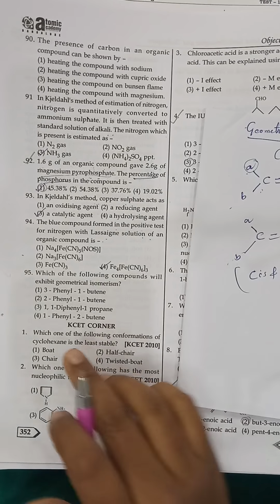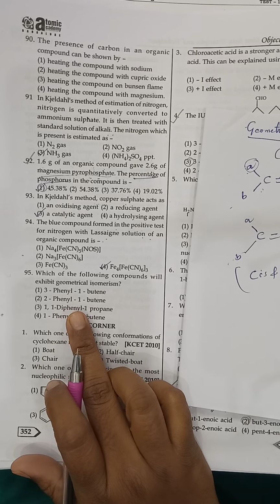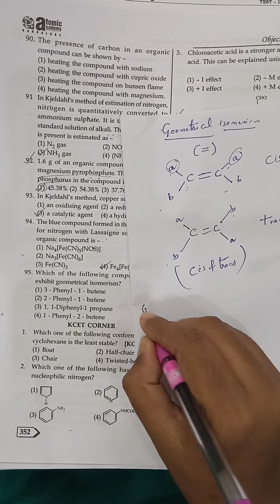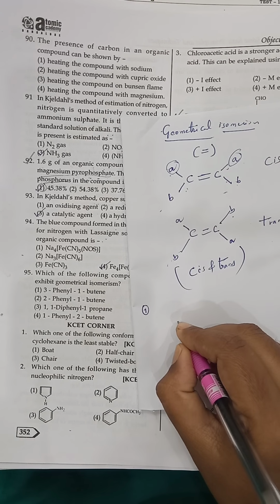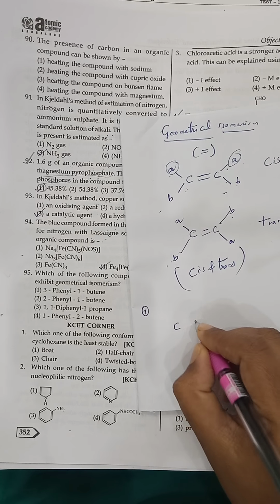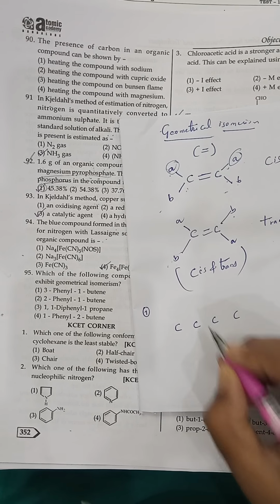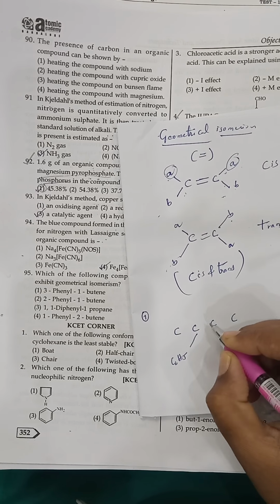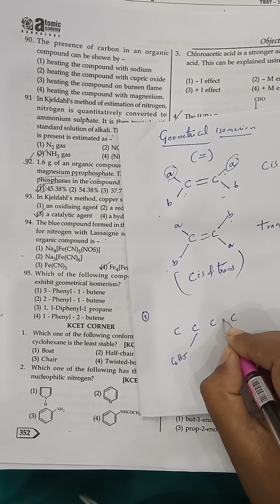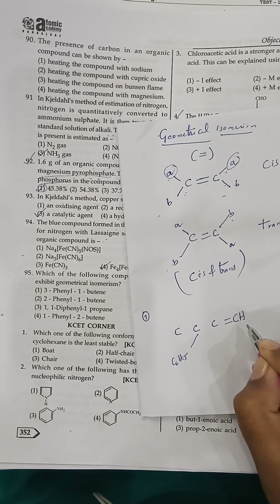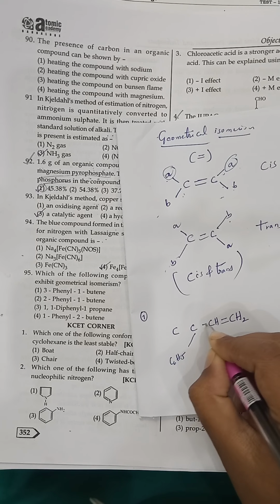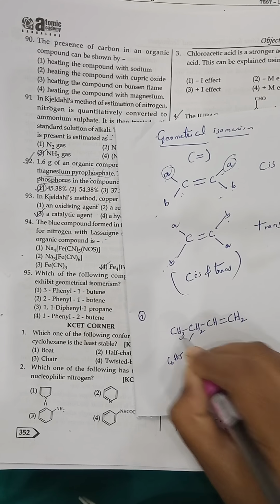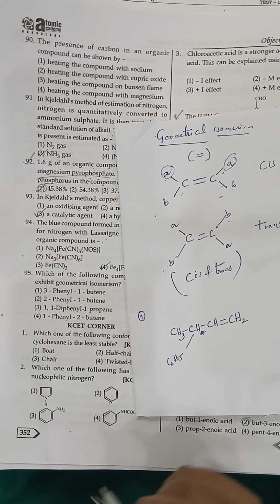Now we want to find out which compound can show such type of isomerism. First, write the complete structures of these names. First one is 3-phenyl 1-butene. But indicates what? 4 carbon atoms, 1 2 3 4. 3-phenyl means at the third carbon atom a phenyl group is present, C6H5. 1-butene, this is a double bond, at the first carbon the double bond should be present, CH2 CH, single bond CH2 bond CH3, 2 3 4. Okay, this is the compound.